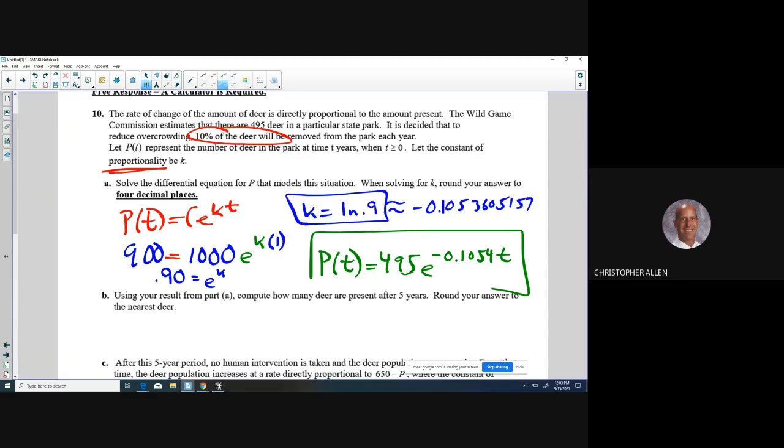Now, guys, I rounded to 4 decimal places. It doesn't really matter too much in this example, but now we can use that to find this answer. Just let t equal 5, and that answer turns out to be about 292 deer. So after 5 years of reducing the population by 10% each time, you're going to be down to roughly 292.